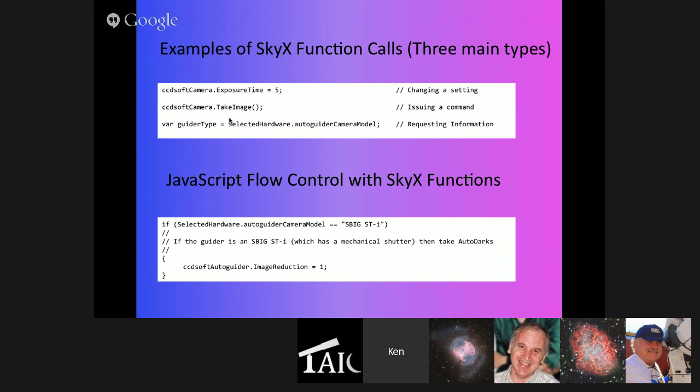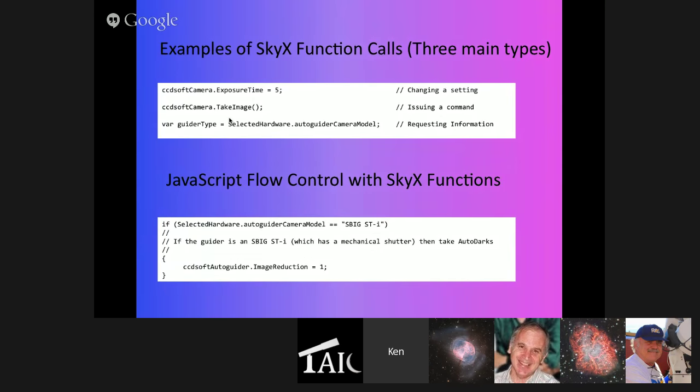And then the next one's a little more complicated. I'm defining a variable called guider type, and I'm using a call called selected hardware auto guider camera model. And what this will do is it will just return what kind of a guide camera the system is set up to use right now.